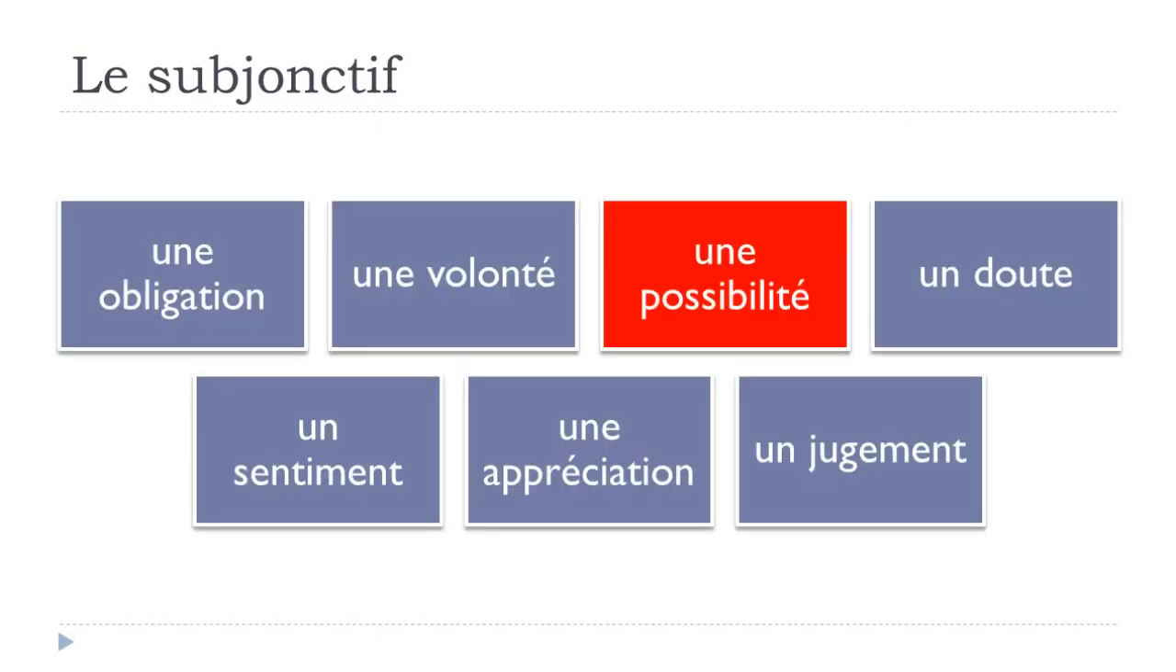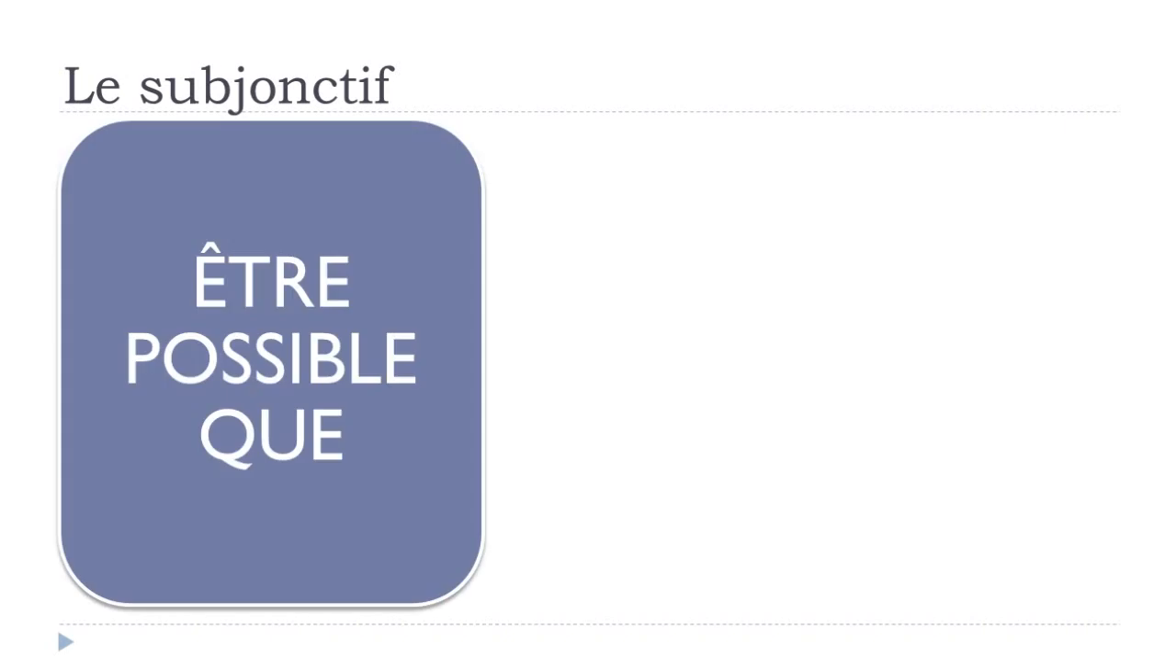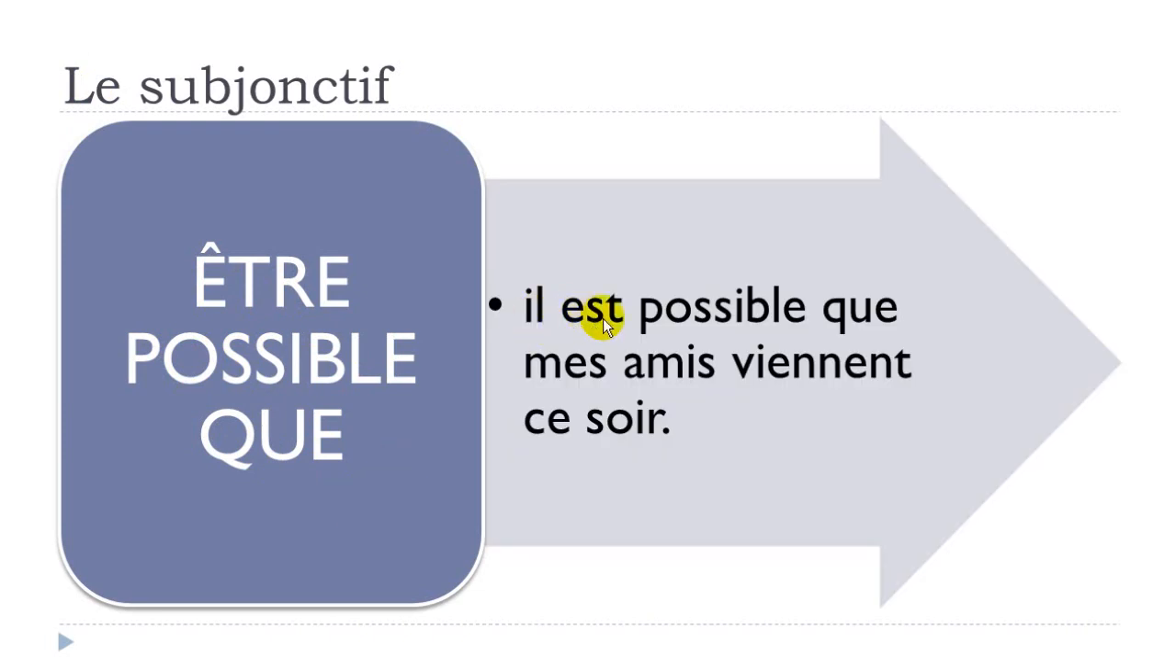So, une possibility, so let's see what we've got. The structure could be être possible que, okay, to be possible. Donc, être possible, and then que, as usual, remember. So, for instance, il est possible que mes amis viennent ce soir. Okay? Il est possible que, so it could be translated like, it is possible that, okay? Mes amis, my friends, and then venir here, to come, so this form here is the subjunctive form, ce soir, tonight. So in that case, you should put your verb here at the subjunctive.